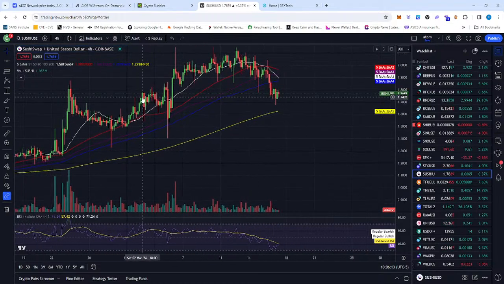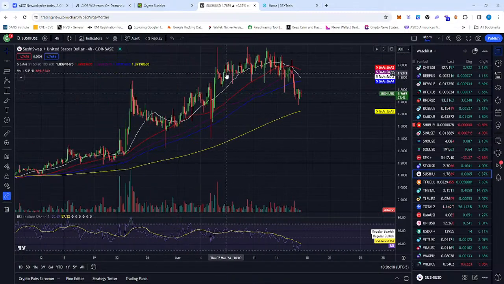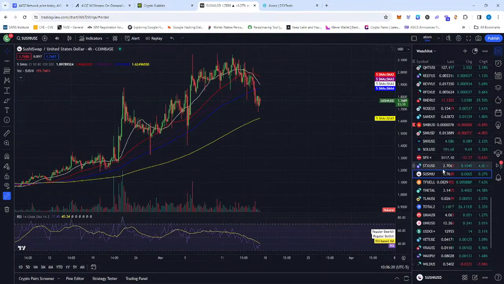You had a rounded bottom right here. It came to a handle. Boom. Turned to a cup and handle. You had a run up. So that's what I look for when I look into trades.